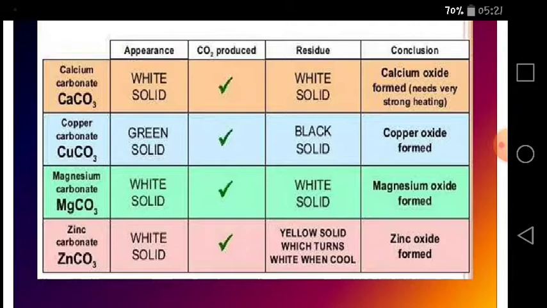Magnesium carbonate, this is white solid, carbon dioxide is produced, and the residue is again of white color. Magnesium oxide formed. Zinc carbonate, white solid, carbon dioxide is produced, and the residue is a yellow solid which turns white when cool, and zinc oxide is formed. This is our conclusion. So you can see these experimental results.